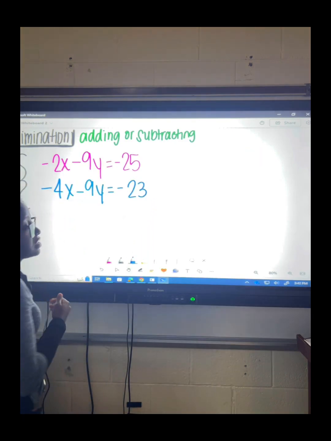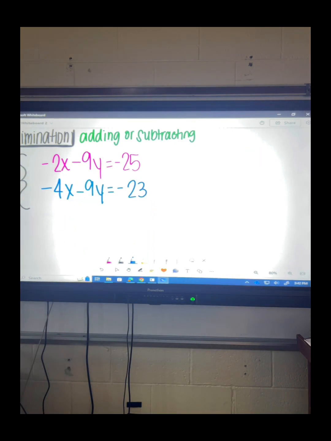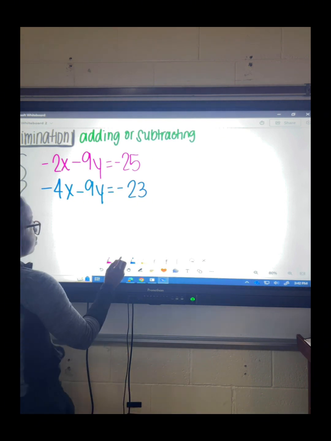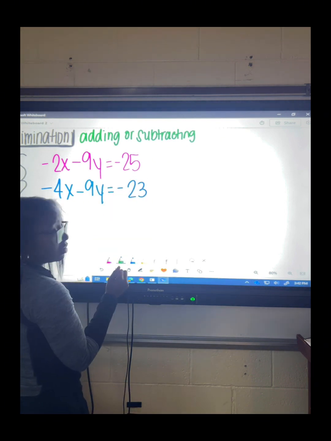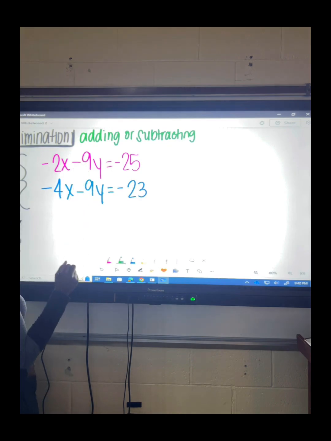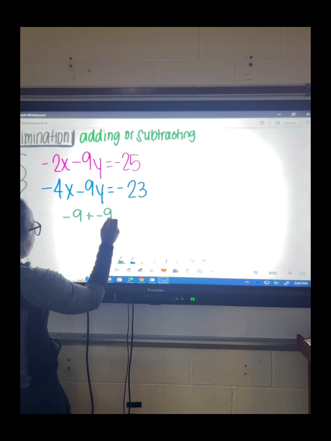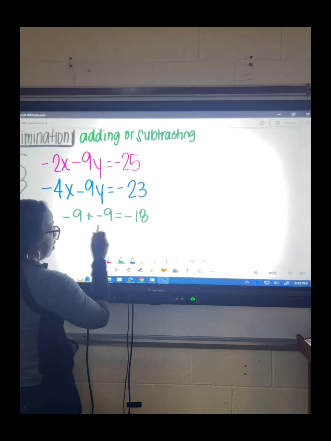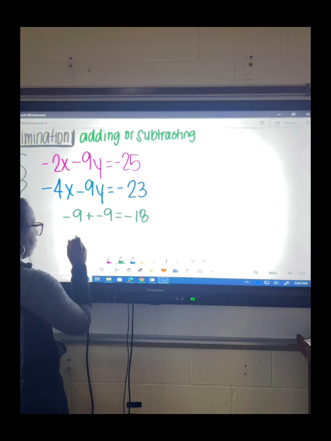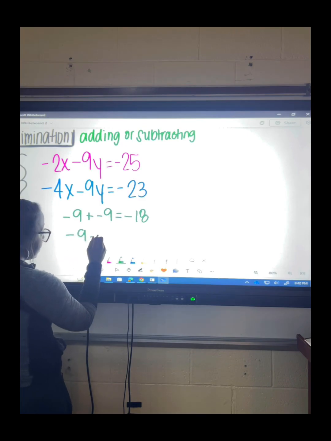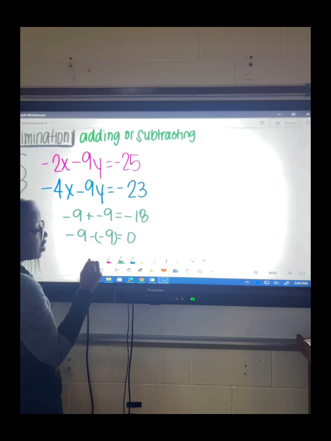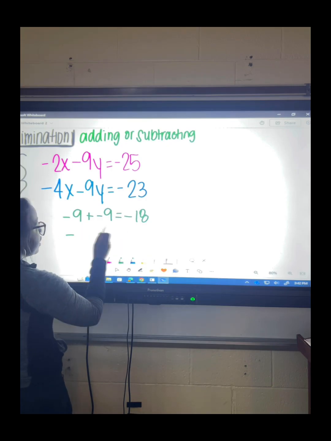So now let's look at it. Do I have any variables that have the same number beside it? Yes, my y's. Now I need to decide, am I adding or am I subtracting? How do you decide that? Test and see. So I know I'm going to cancel out these 9's. Now if I add -9 plus -9, I get -18. So adding is not getting me where I want to go. But if I say -9 minus -9, I get 0. So I know I want to subtract for this particular problem.